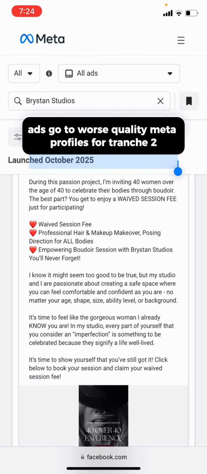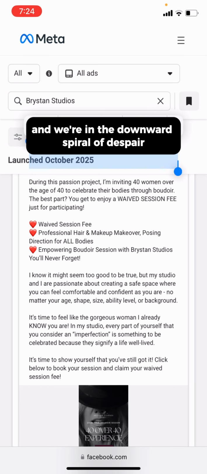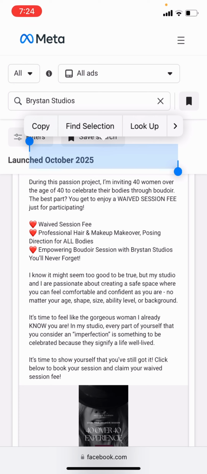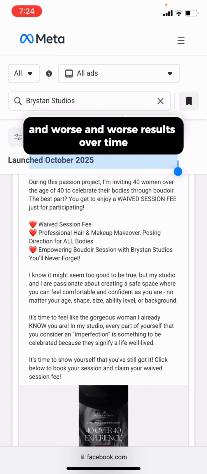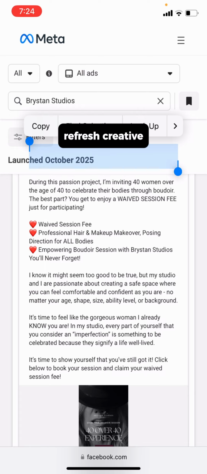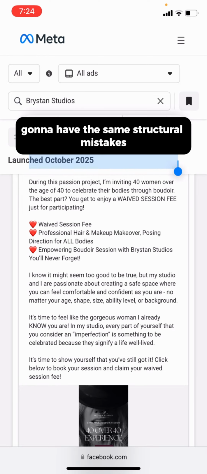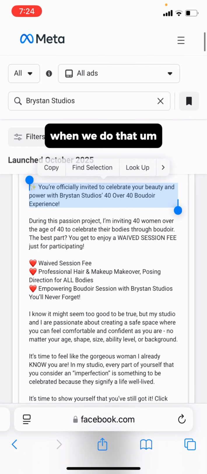Ads go to worse quality Meta profiles for tranche two, which means same ad spend, worse results, and we're in the downward spiral of despair. Same ad spend, worse and worse results over time, ad burning out, ad dying out, refresh creative. But our ad's still going to have the same structural mistakes when we do that.